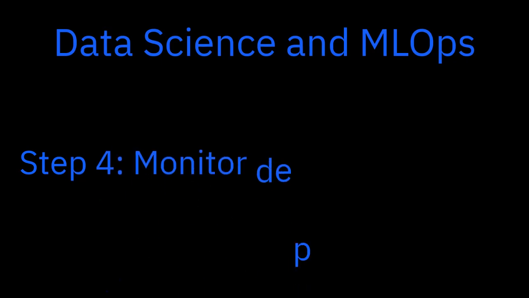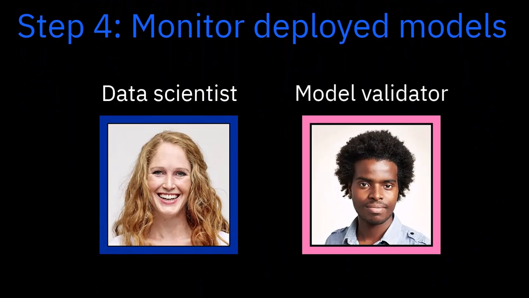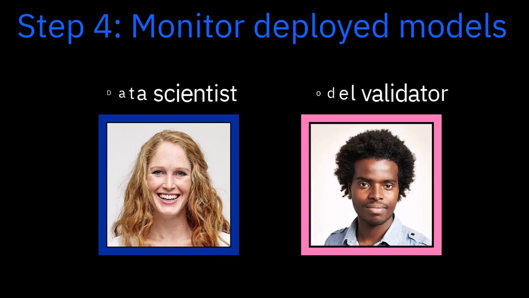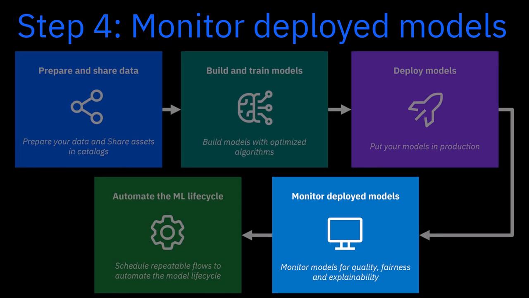Step 4. After models are deployed, it is important to monitor them to make sure that they are explainable and transparent. Data scientists need to be able to explain how the models arrive at certain predictions, so that they can determine whether the predictions have any implicit or explicit bias. In Step 4, you can monitor deployed models by using Watson OpenScale.